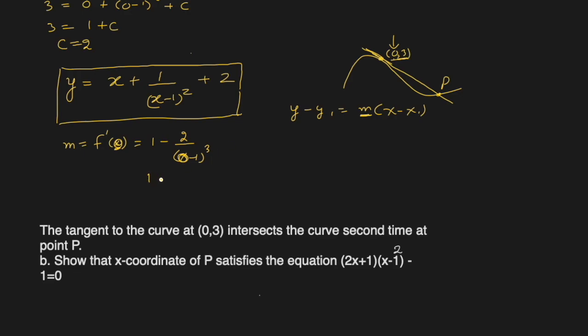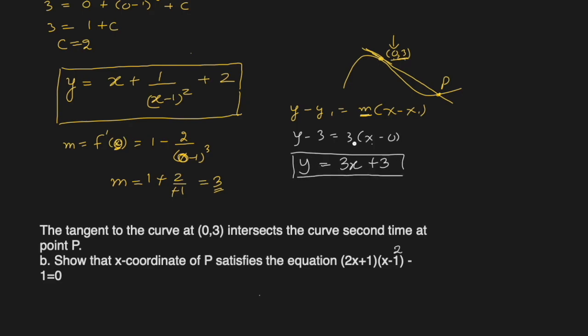And what does it give us? 1 minus 2 over negative 1 cubed, which will be negative 1. So this and this cancel. So m comes out to be 1 plus 2, 3. So we know m is 3 now, and we can substitute the values. y minus y1, where y1 is 3, the y coordinate. m, we just got 3, x minus, and the x coordinate is 0. So what do we get here? y equals 3x, and this minus 3 comes to the right side, becomes plus 3. This is the equation of the tangent.